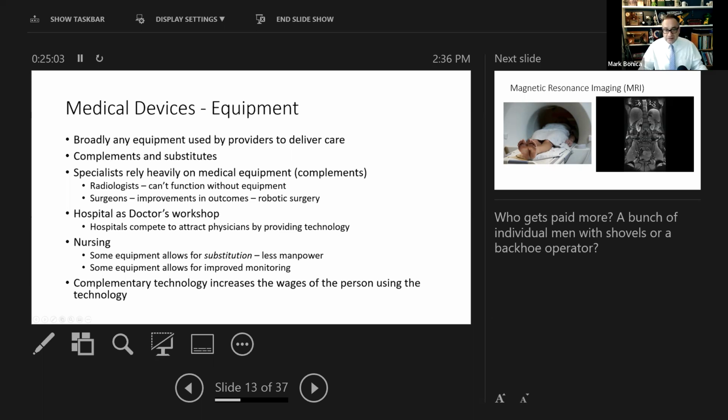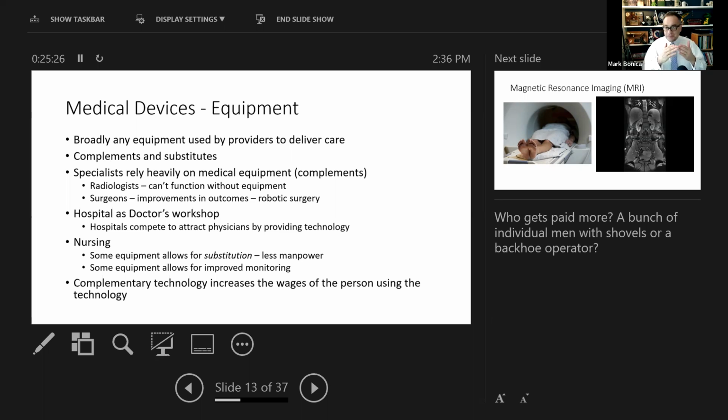So a radiologist is a great example of a near perfect complement. Last time we were talking about left shoes and right shoes, right? I don't really want a right shoe without a left shoe. I don't really want a left shoe without a right shoe. I don't really want a radiologist without some imaging technology. They're pretty much useless. And then I can't do anything with an MRI if I don't have a radiologist to read it. So they are, in a sense, perfect complements.